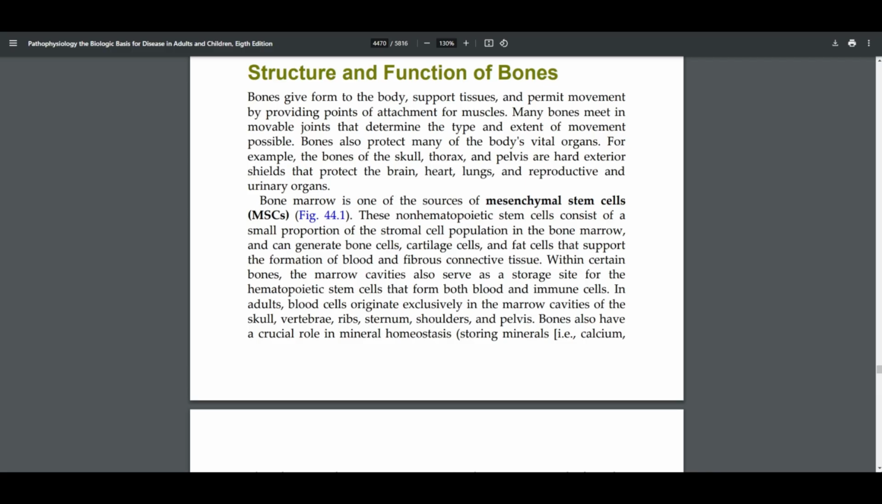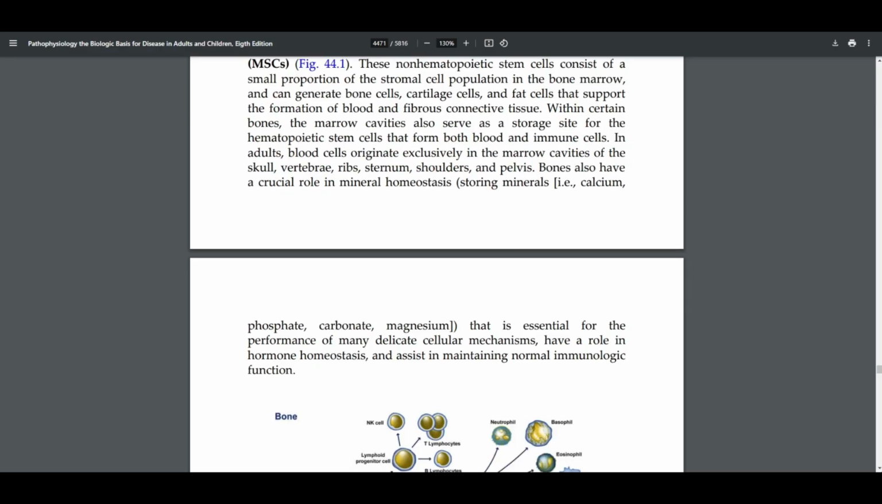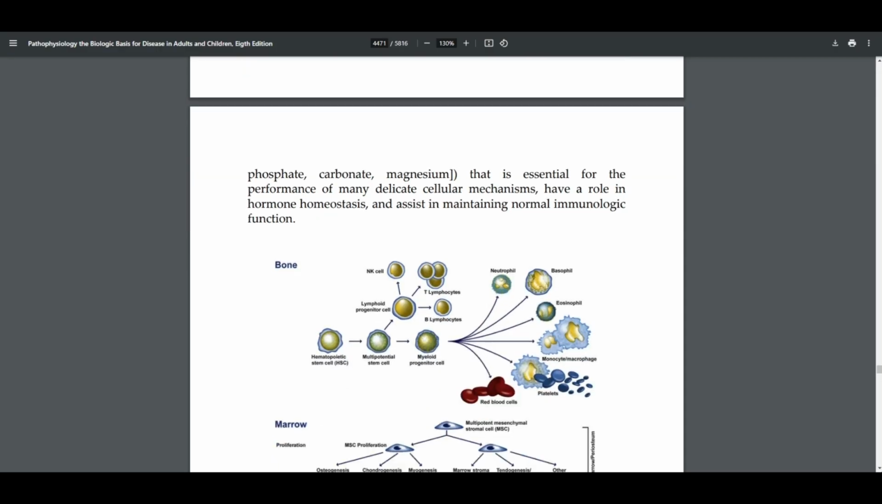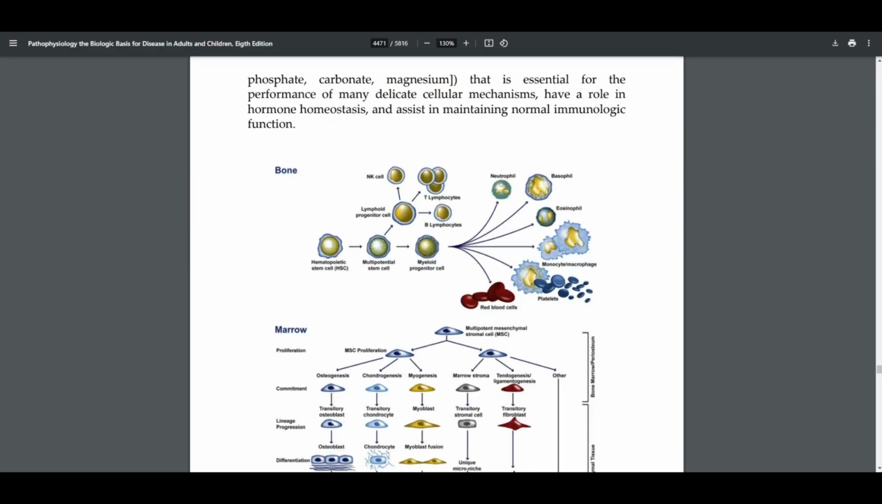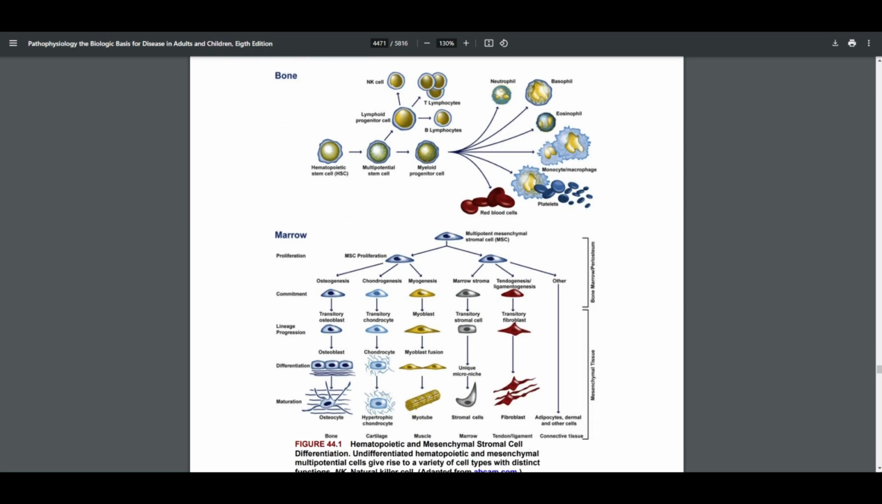Bones also have the crucial role in the mineral homeostasis that is essential for the performance of many delicate cellular mechanisms, have a role in hormone homeostasis, and assist in maintaining normal immunologic function. So here we're taking a look at a bone, and here's the marrow, the hematopoietic and mesenchymal stromal cell differentiation. So hit pause if you want to look deeper into again anatomy.